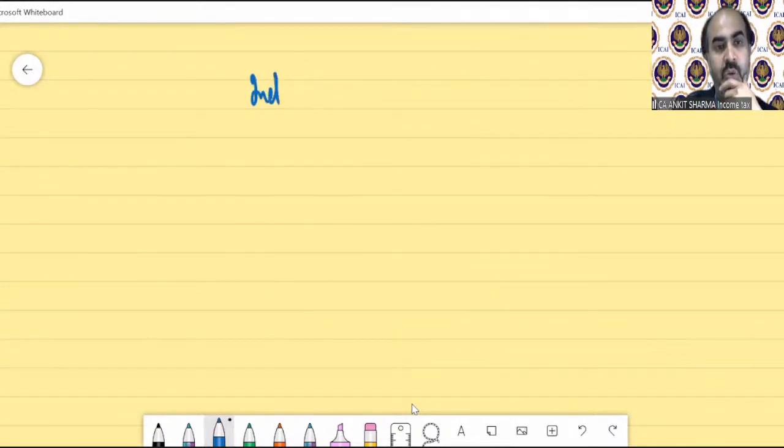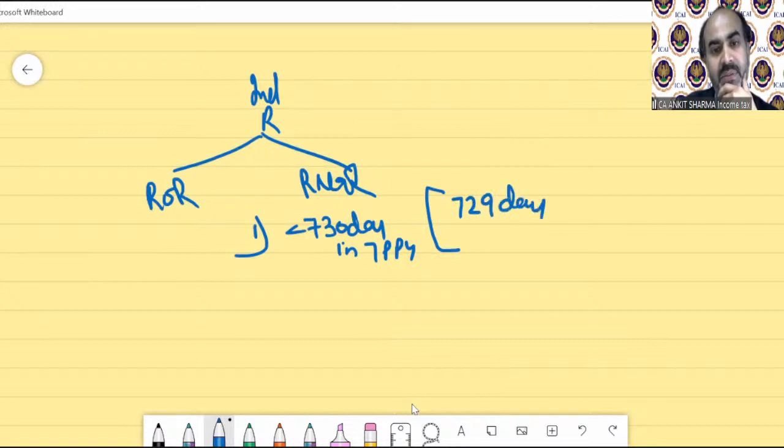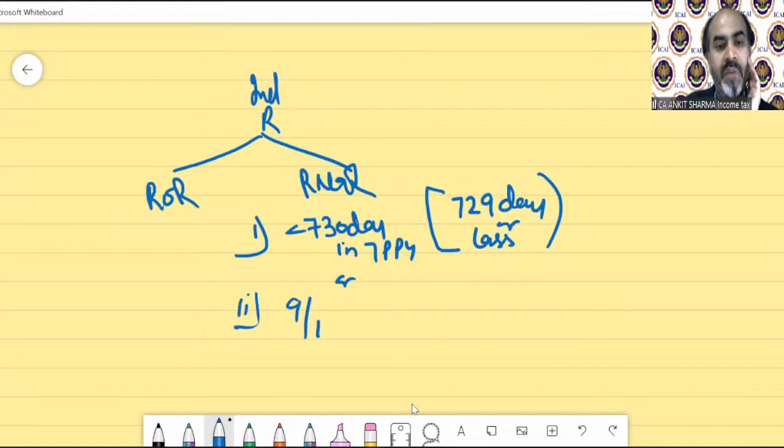if an individual became resident, then we have to find out whether he is a ROR or a RNOR. Then it says that if you are in India for less than 730 days in 7 PPY, or you can understand it like this: if you are in India for 729 days or less, both have the same meaning. That's grammar, that's English, you can use it either way. Less than 730 days in 7 PPY, or 729 or less days. The second condition we all know, so you have a problem only with the first condition, non-resident in 10 previous years, of course.